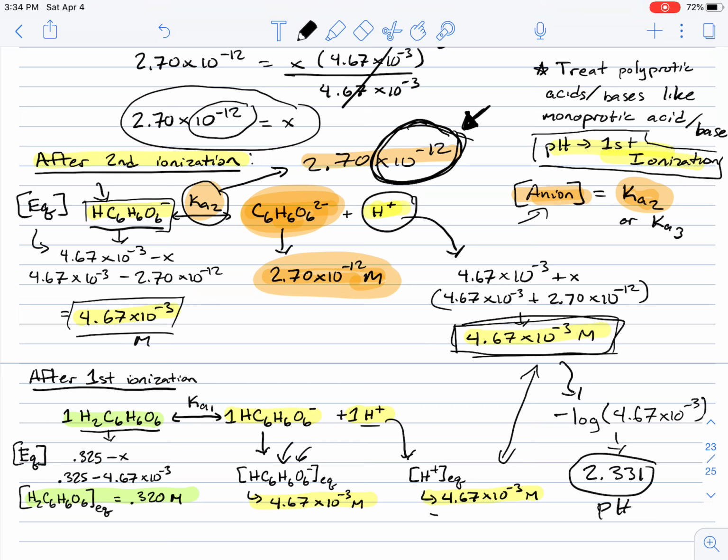All right. And so once again, I can't emphasize enough that the concentration of the hydrogen ion after the first ionization is equal to the concentration of hydrogen ion after the second ionization. And so if you guys just wanted to do one ICE table, and then from this value, you guys can calculate the pH.